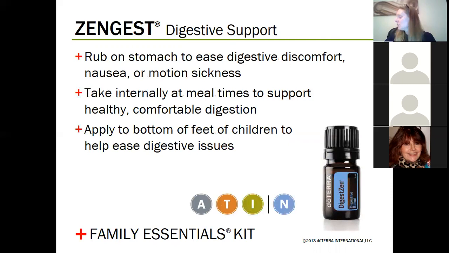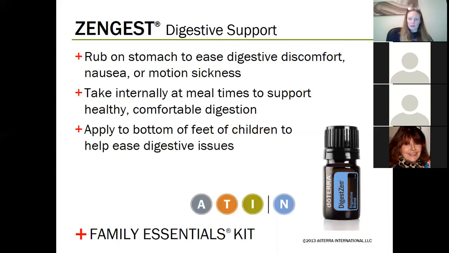Okay, so next is Zengest. So here it is. So again, this is another blend. This is a digestive support oil. So if you suffer with IBS or constipation, diarrhea, irritable bowel disease, trapped wind, indigestion, anything to do with your stomach down, Zengest is the oil for you.